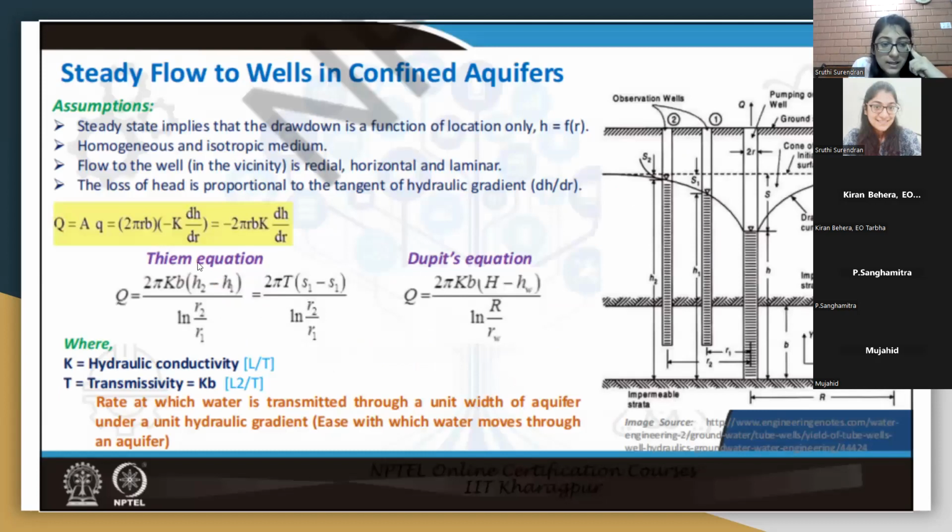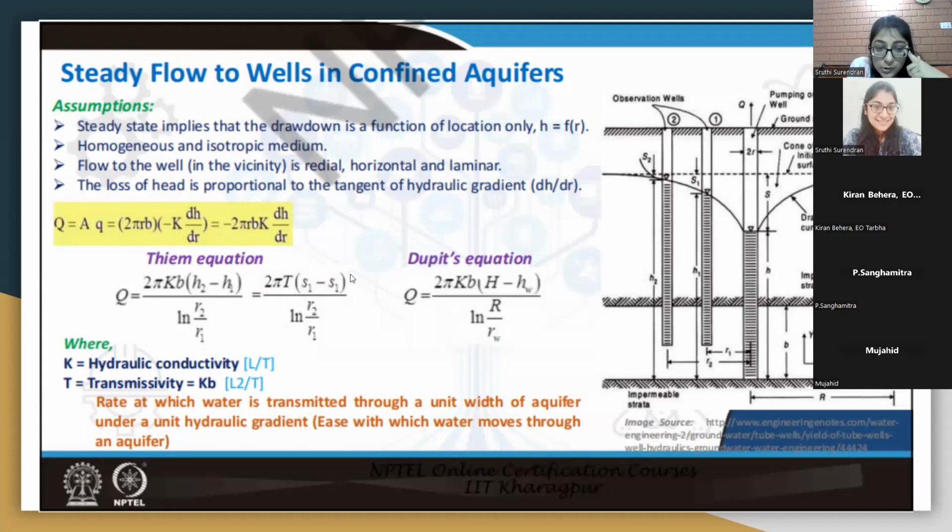Here you can see Thiem's equation and Dupuit's equation. When Thiem's equation is used, they're considering these two heights over here. If this is a discharge well, with another well at R1 distance and R2 distance, the drawdown is the depth calculated from the top line, the cone of depression, and H2 is considered from the bottom of the aquifer.